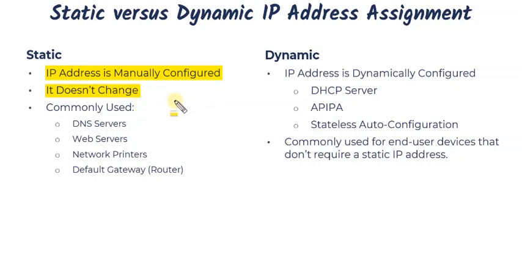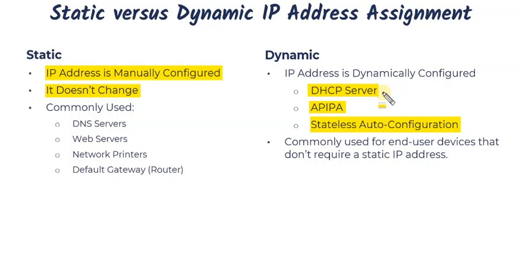With dynamic, it's going to be dynamically configured via something such as a DHCP server or APIPA or stateless auto configuration. And the thing with dynamic is that it can change. So for example, with DHCP, you're actually given a lease for an IP address. And we're going to talk about how that works later in this section.